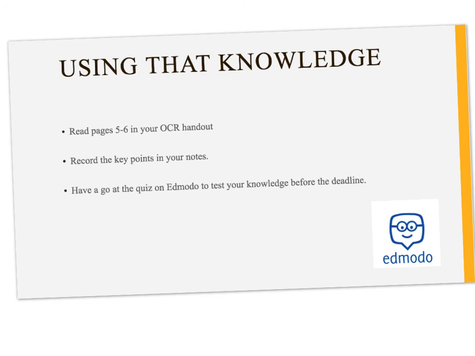If you got a couple wrong, then you might want to keep your glossaries with you for this last part of the task. You need to read, before our next lesson, pages 5 to 6 in the OCR handout. You're just reading the section on historical and geographical background. You do not need to read religious background. We'll look at that later on. So what I want you to do is, in the exercise book that you were given in the first lesson, I want you to record the key points from those 2 pages in your notes, and then I want you to have a go at the quiz that I've put onto Edmodo, and that will test how much you've learnt from this little task that you've done during this video.